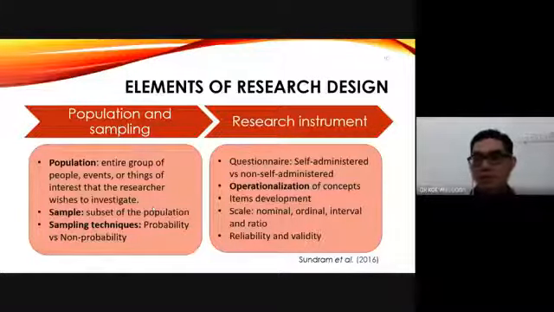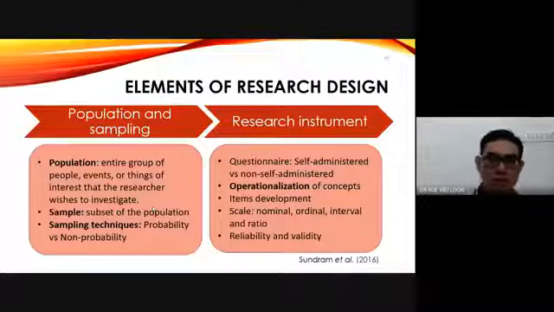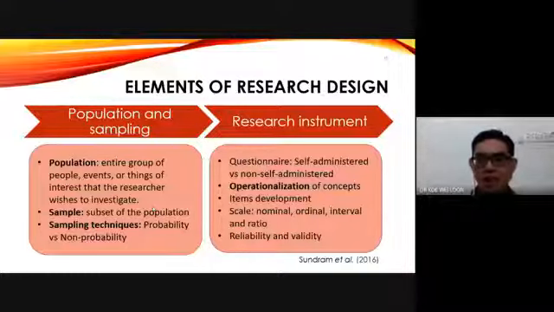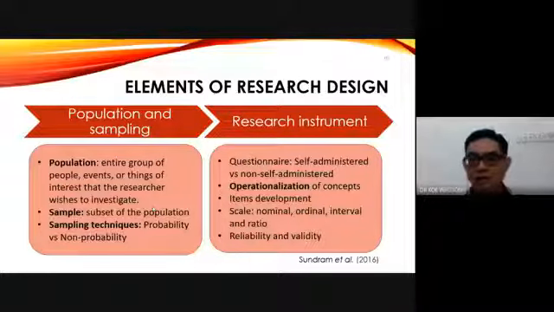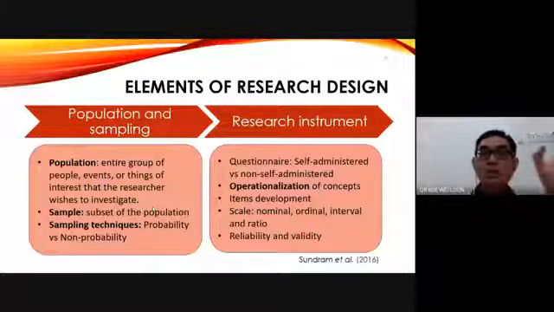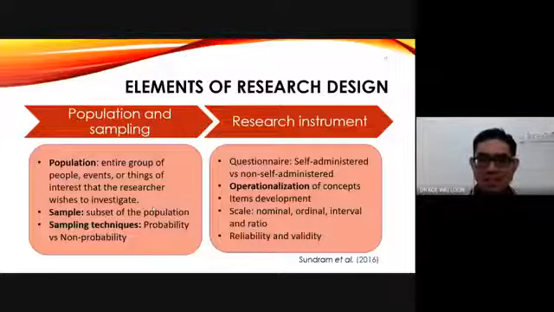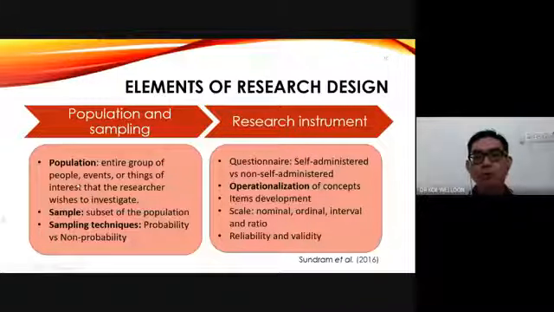He went to HEA and told the officer in HEA that he would like to conduct research, and then that officer helped him get the students' name list. So if you are able to get the list of the elements in your population, you have the population frame, and you should use probability sampling.